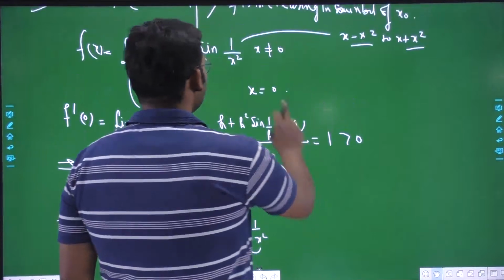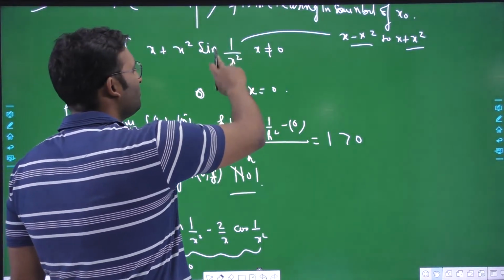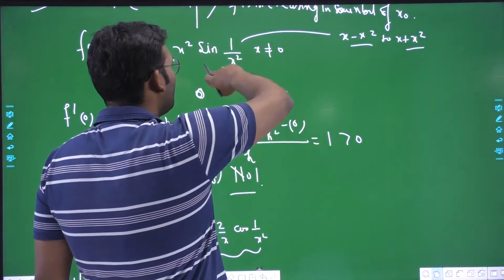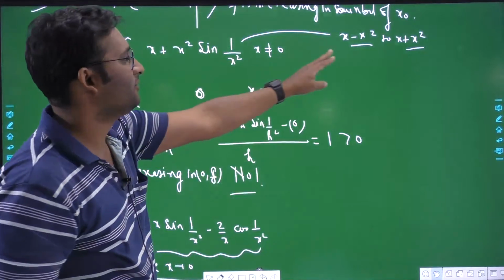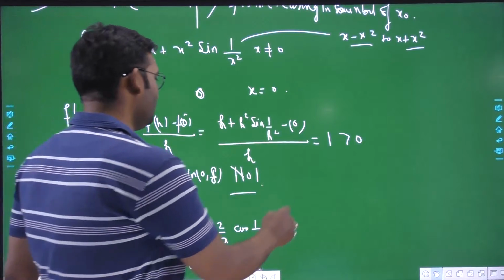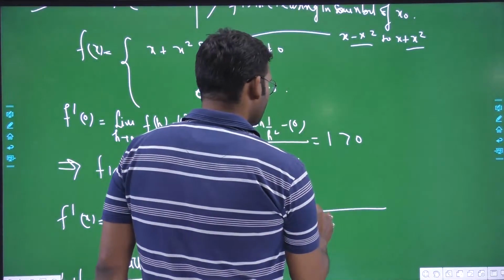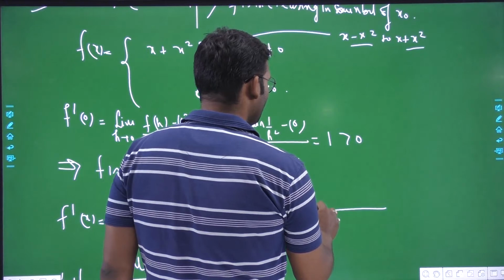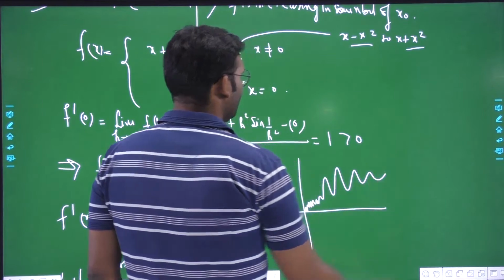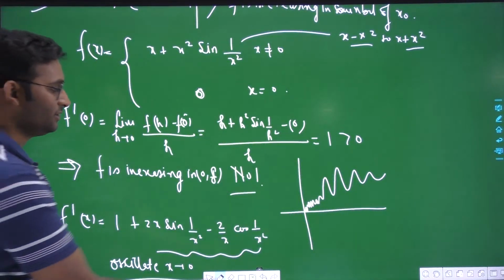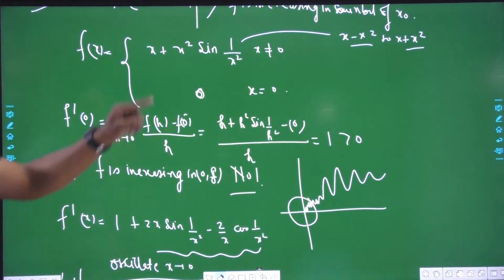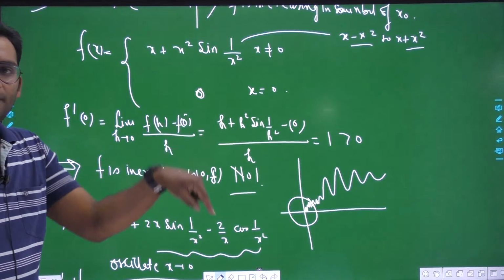Why? Because in the neighborhood of 0, as you can clearly see, this particular thing will blow up, and this particular thing will lie between -1 and +1. So it will oscillate between x minus x square and x plus x square, and so this will again be an oscillating graph close to 0. So I can clearly say that the function is not increasing. In the neighborhood of (0, 0), the function is oscillating: it will come up, come down, come up, come down.